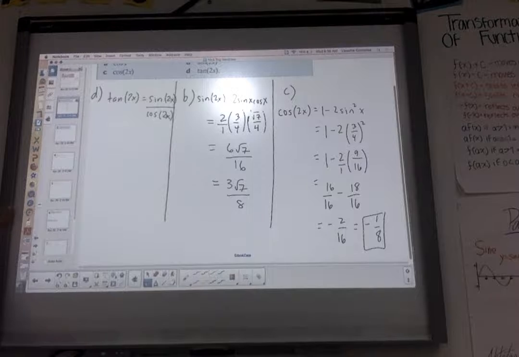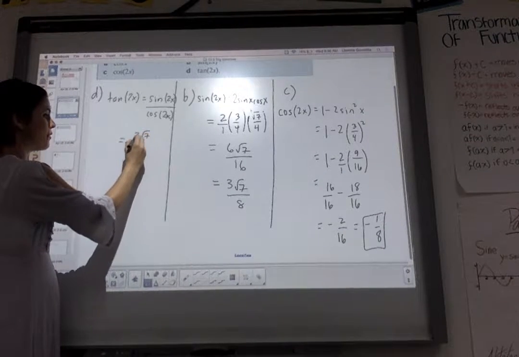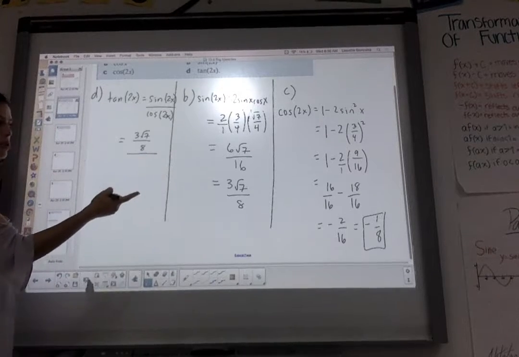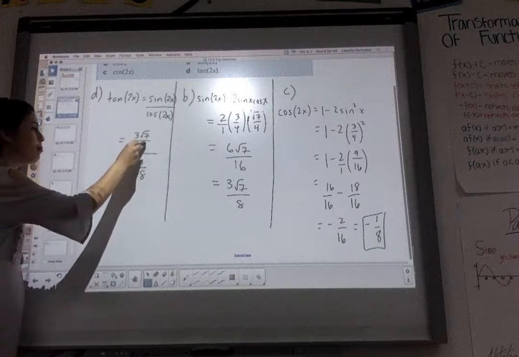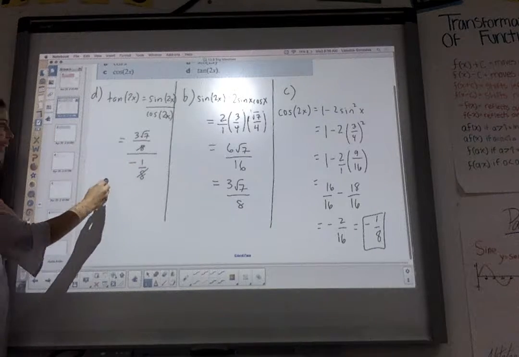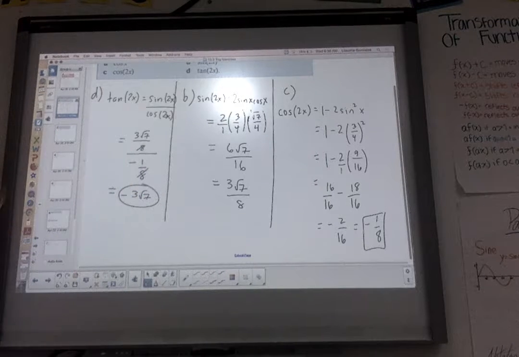So, do we already have the answers of sine 2x and cosine 2x from part B and part C? So you just use them. Plug in. So sine of 2x was 3 square root of 7 over 8. And cosine 2x was negative 1/8. Oh, look, our little shortcut. Bam, bam. And so it's just negative 3 square root of 7. Ta-da. Negative 3 square root of 7.